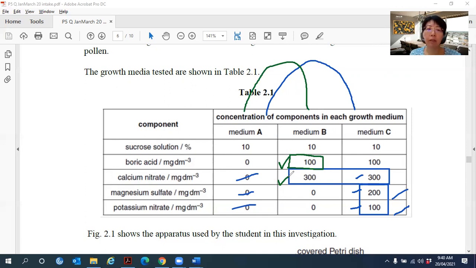Okay, now the third evidence is about the sucrose. So the statement says that sucrose may lead to germination, and sucrose also may lead to growth of pollen tube, which we cannot make a conclusion on because for all the three mediums, we have the same concentration of sucrose. So because of that, we have no control to compare the effect of sucrose. Does it lead to germination? We do not know. Does it lead to pollen growth? Also, we do not know, because there is no control without sucrose for us to compare.